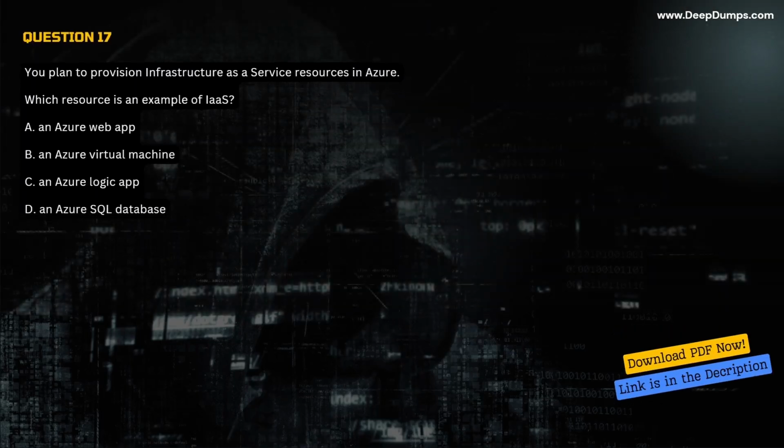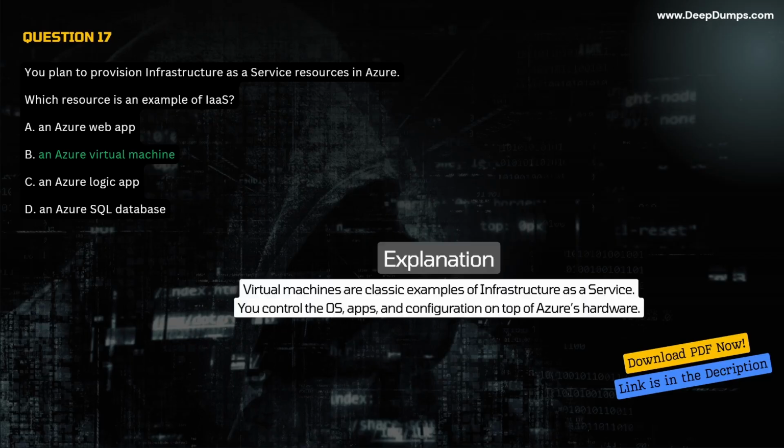Question 17. You plan to provision infrastructure as a service resources in Azure. Which resource is an example of IaaS? A. An Azure web app. B. An Azure virtual machine. C. An Azure Logic app. D. An Azure SQL database. Correct answer is B. An Azure virtual machine. Explanation: Virtual machines are classic examples of infrastructure as a service. You control the OS, apps, and configuration on top of Azure's hardware.